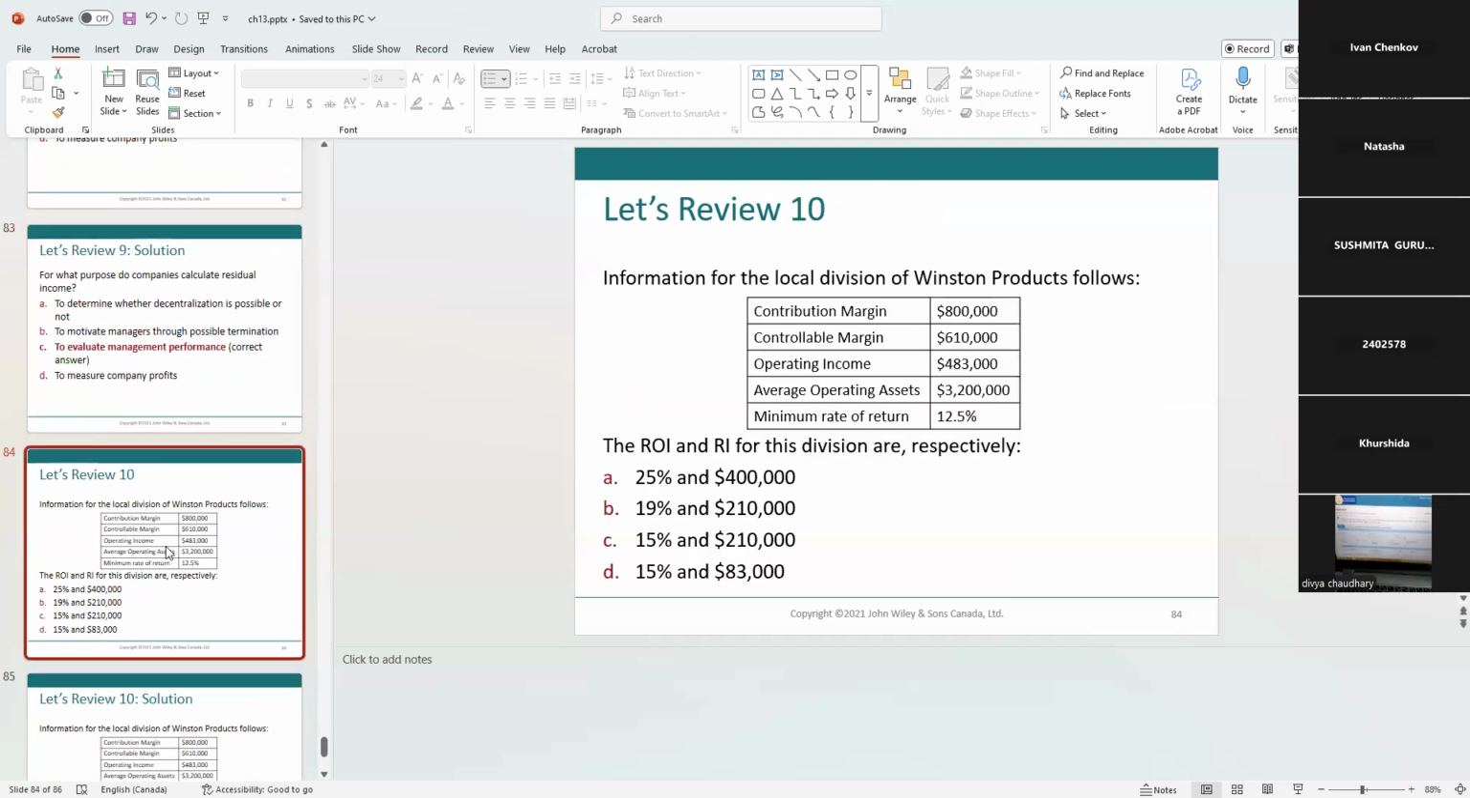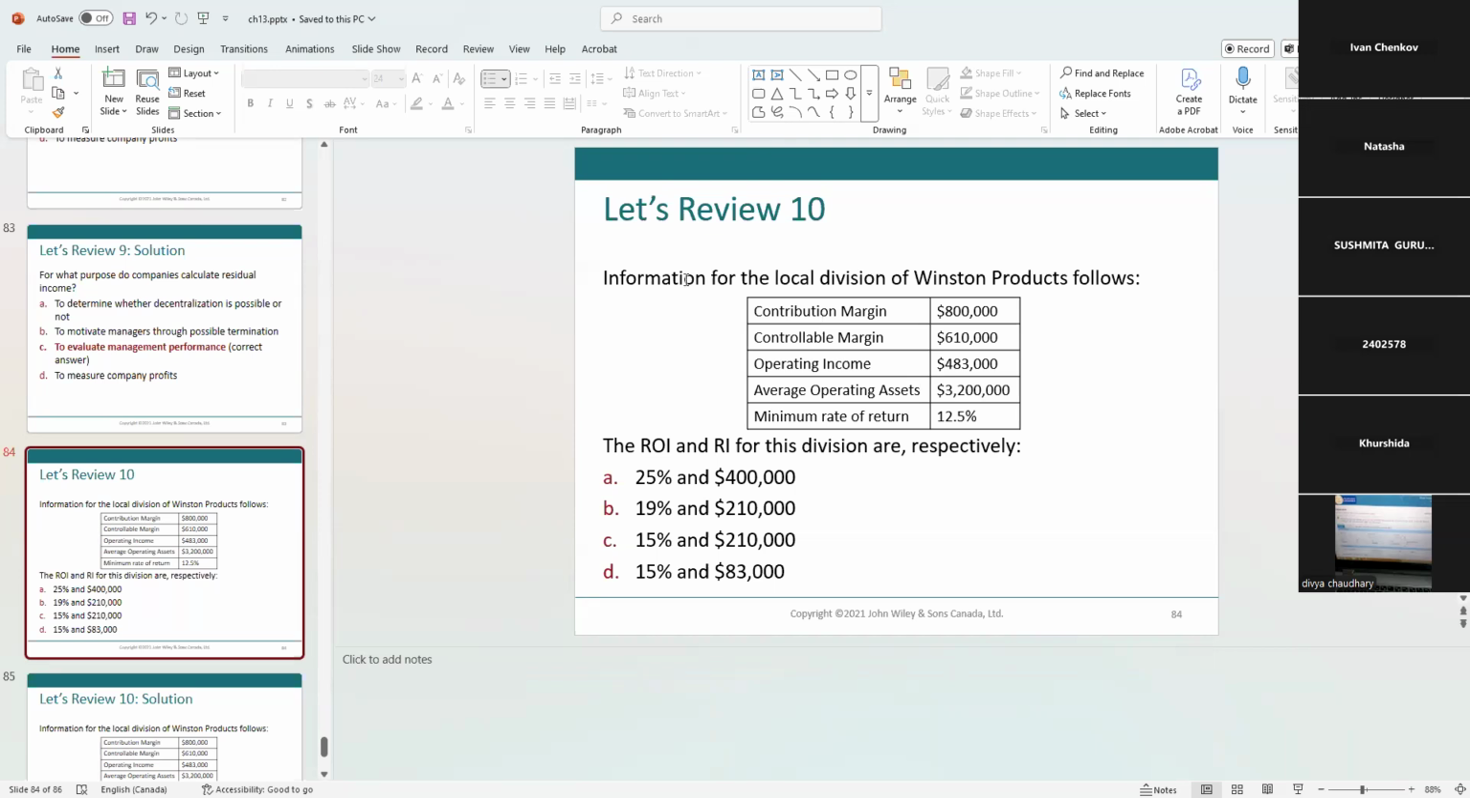And this is the last question from the chapter, which will be the most important question, because it will be very, very similar to what you're going to get on the final quiz. So in the final quiz, that's what you have to calculate. You have to calculate return on investment and residual income with the information which is given to you. Average operating assets are going to be given. You don't have to worry about this. But you have to calculate the operating income. There will be no controllable margin, no contribution margin, nothing like that.